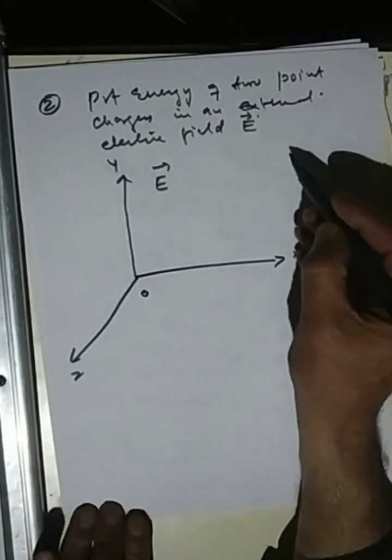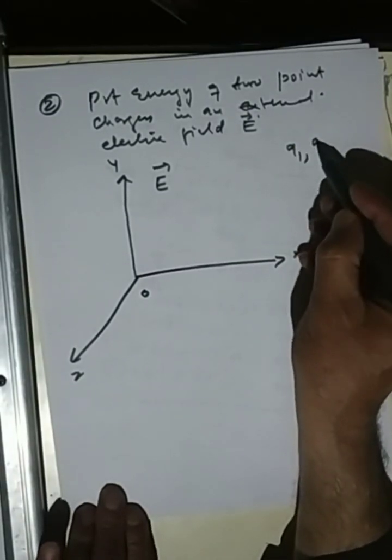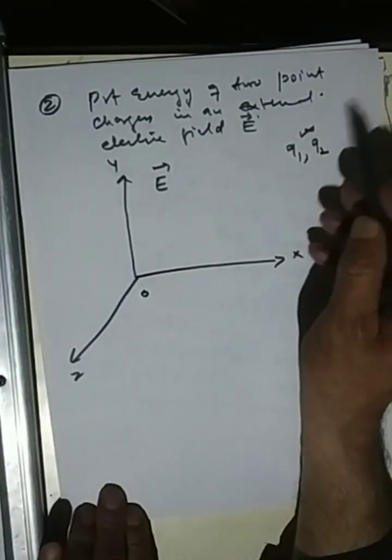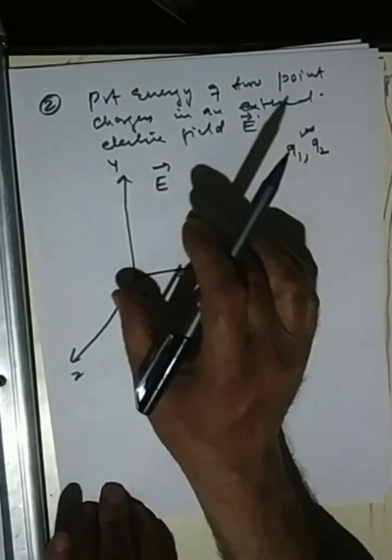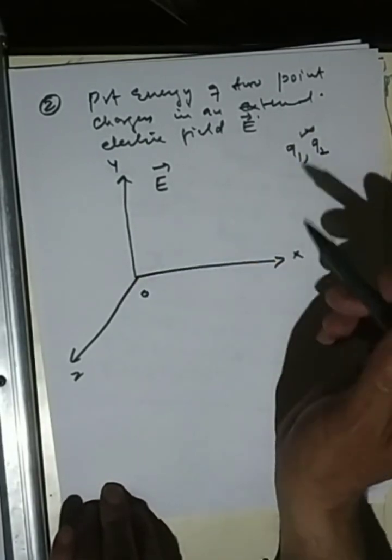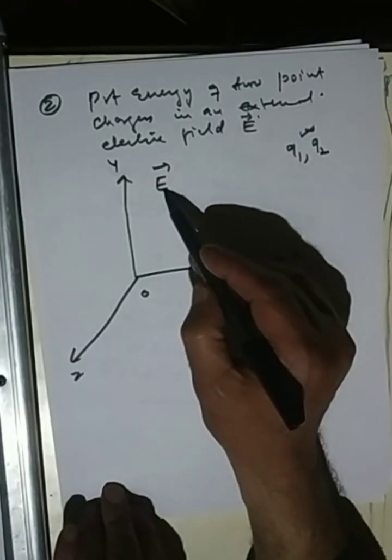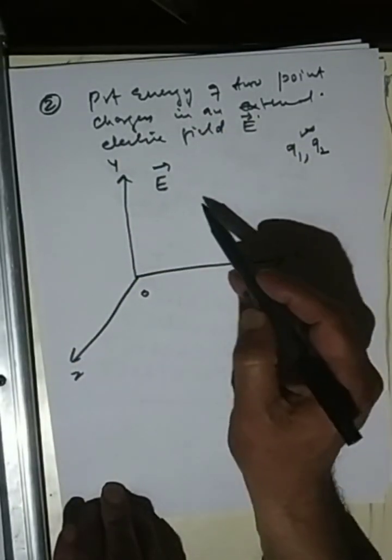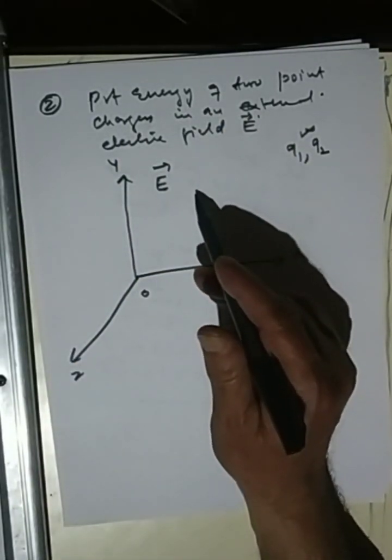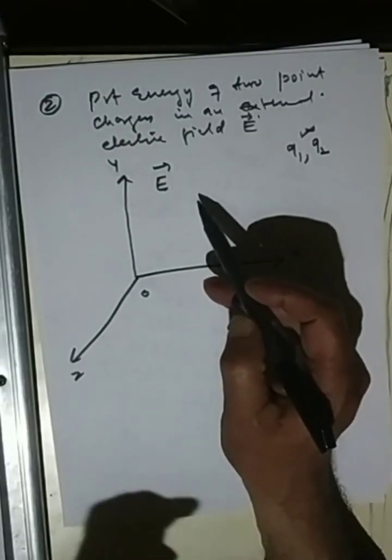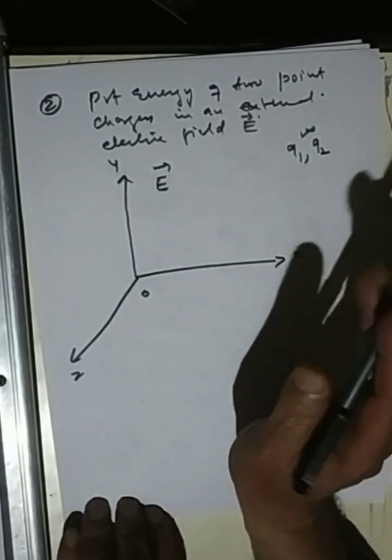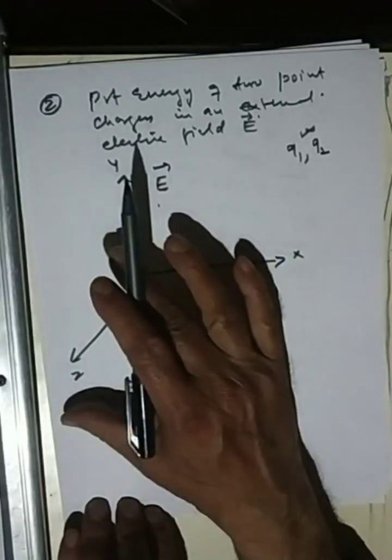Now we have two charges Q1 and Q2, which are at infinity. Now we want to bring and arrange them in this electric field. Because of this electric field, there is already a potential. At each and every point there is a specific potential, because of the field produced by some charge.